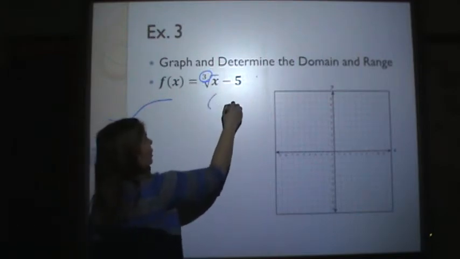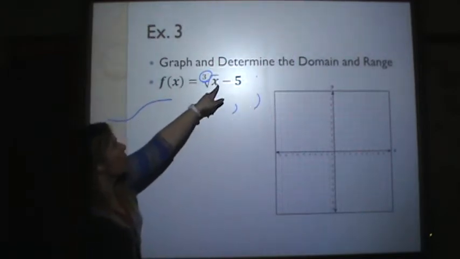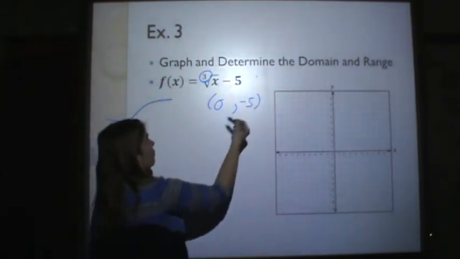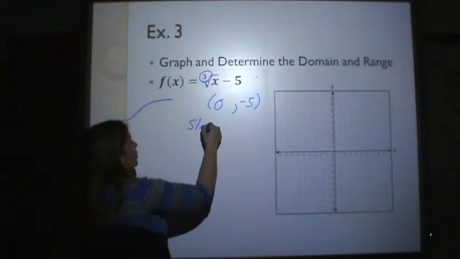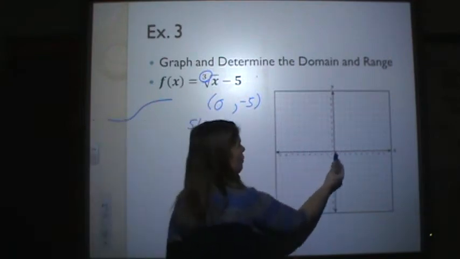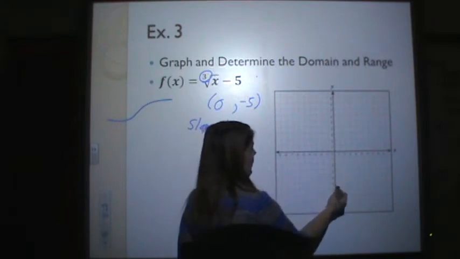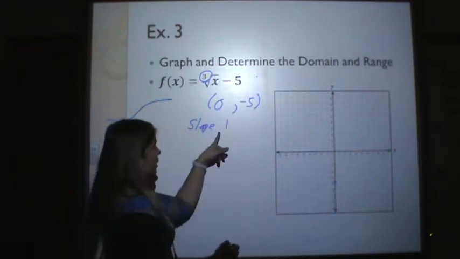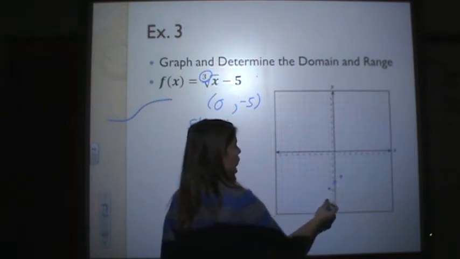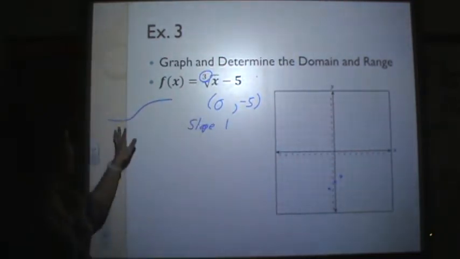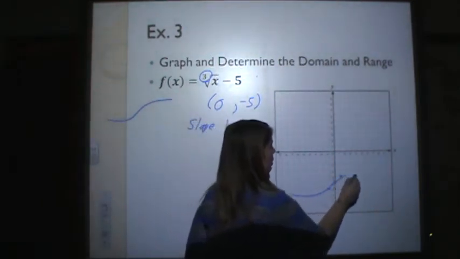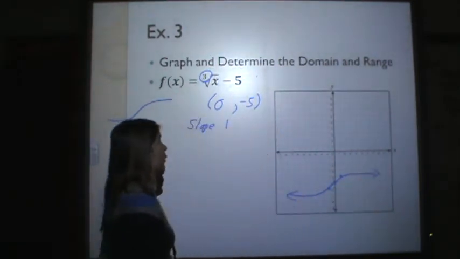Our starting point, since there is no number being added or subtracted inside the parentheses, would be at 0, -5, and then my slope would be that +1. So if I go over 0 and then down to -5, and then I have a slope of up 1 over 1, down 1 over 1, because we want to count it like a line for my S curve, and then I'm going to draw my nice smooth S curve here.